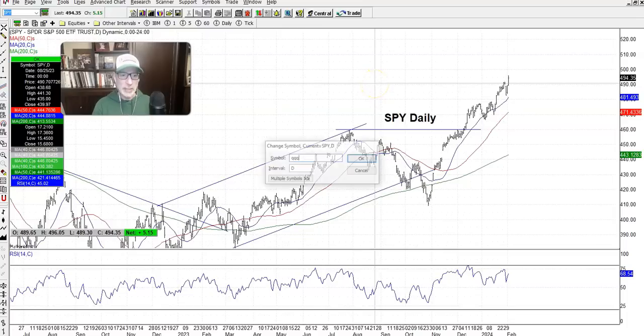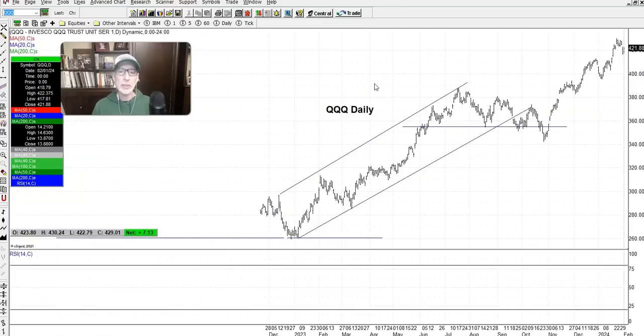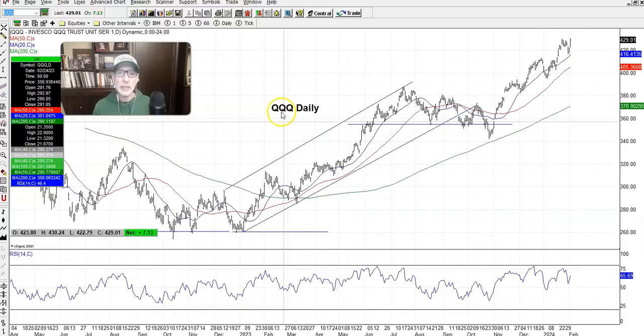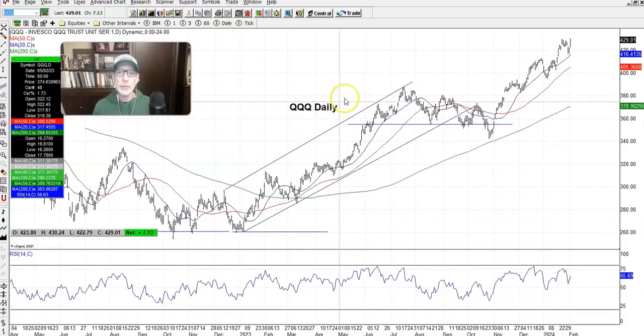Let's look at the Nasdaq by using the triple Qs. Okay, so most of the indexes will follow each other and move in the same direction. Let me move this over here a little bit so we know what we're talking about. Okay, let's move this over here.